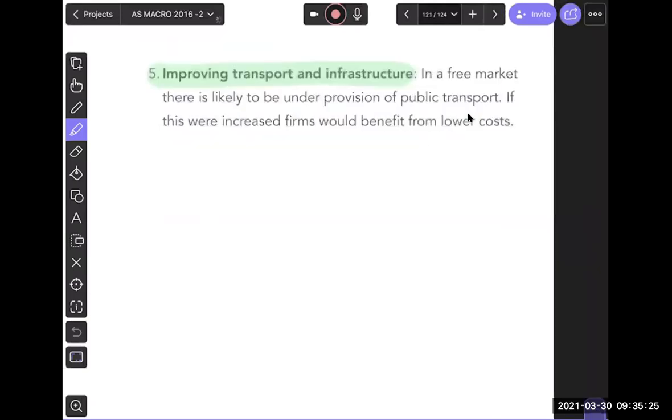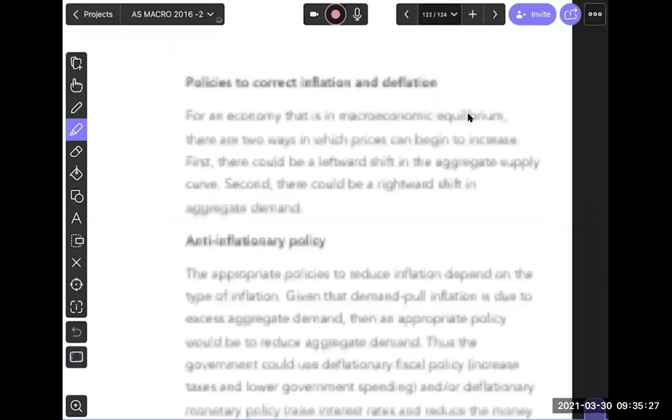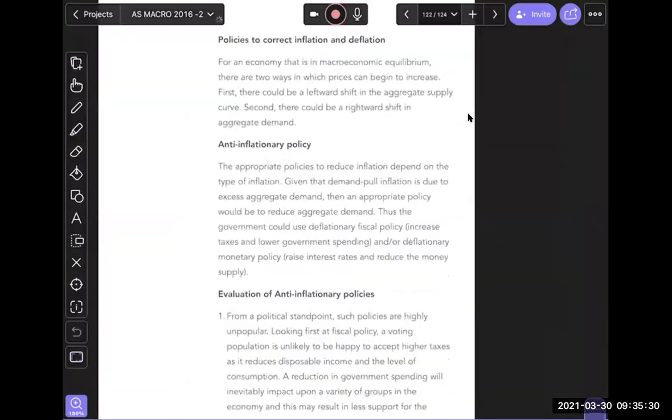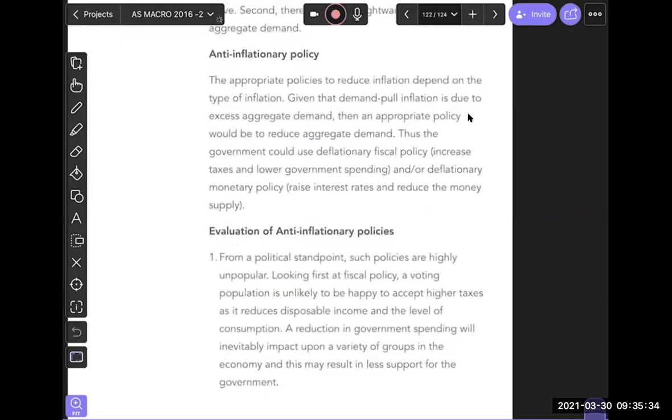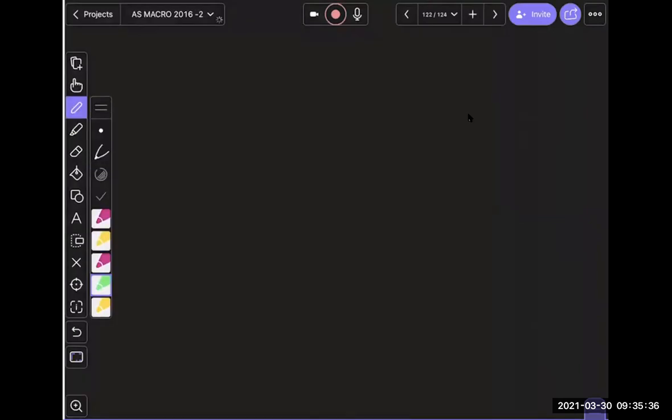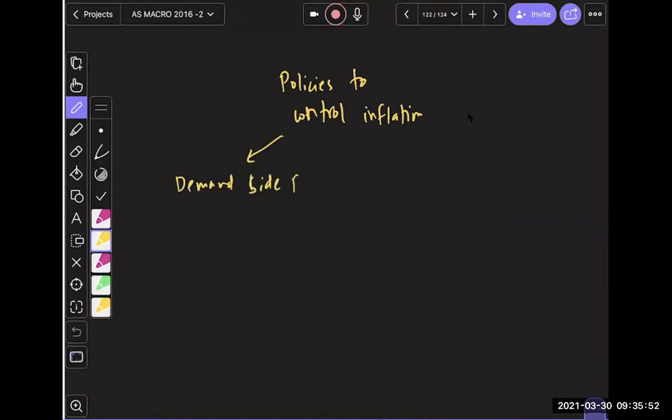Now, I want to talk quickly about demand side policies, I mean, policies to control inflation. This is the last discussion we have, honestly, but I just want to talk about policies to control inflation to have a quick roadmap, and then we can discuss these policies more in detail tomorrow. When you look at policies to control inflation, again, we can look at demand side policies and supply side policies.